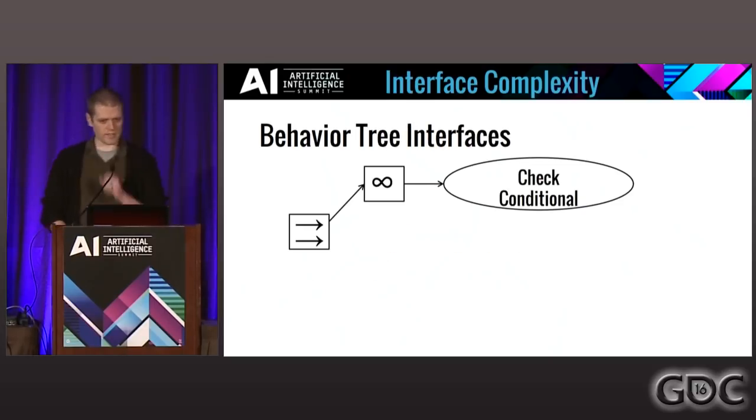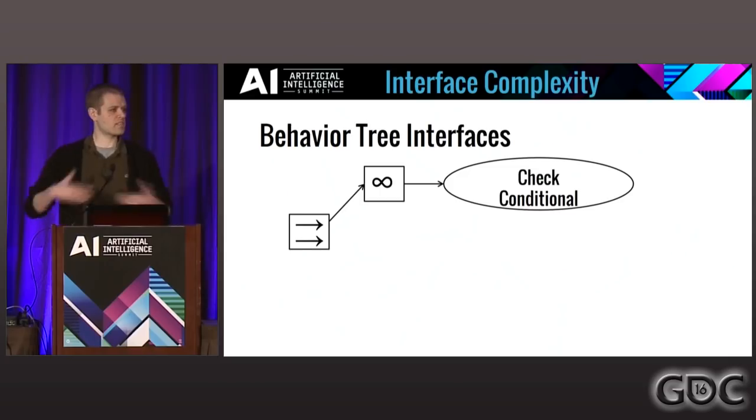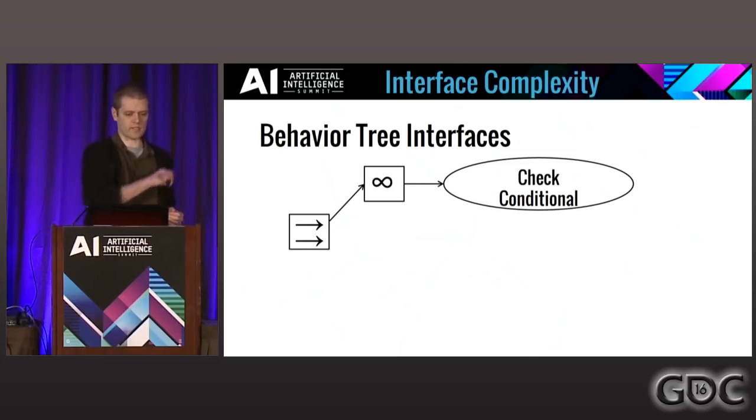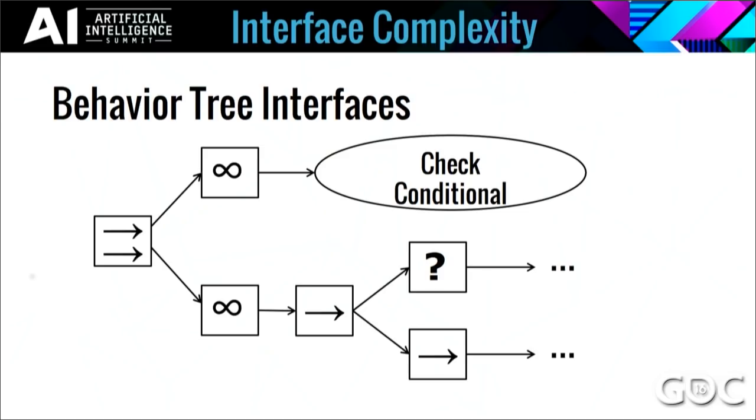I'm going to give an example. This is something that I've seen in production code. We have a parallel branch here. It goes to the top there, and we get an infinitely repeating decorator. This is just checking a conditional. When that conditional becomes false, this branch is going to fail out, and we're going to move on to do something else. But at the same time, we also have another infinitely repeating decorator, and it's going to be performing some behavior at the bottom.